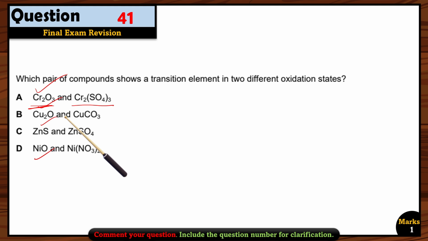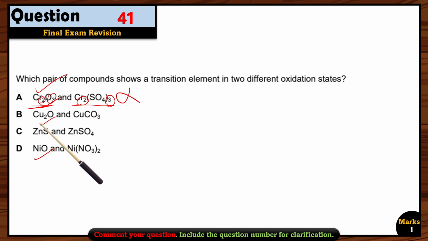Now let's see over here. The simple trick is that you can see the variable number. If the variable number is the same in both, then you don't have to look in more detail. Chromium is 2 here and oxygen is 3. Chromium is 2 here and the other ion, that is sulfate ion, is also 3. So they both have the same variables here, so you cannot choose this one. It means the oxidation state will be the same.